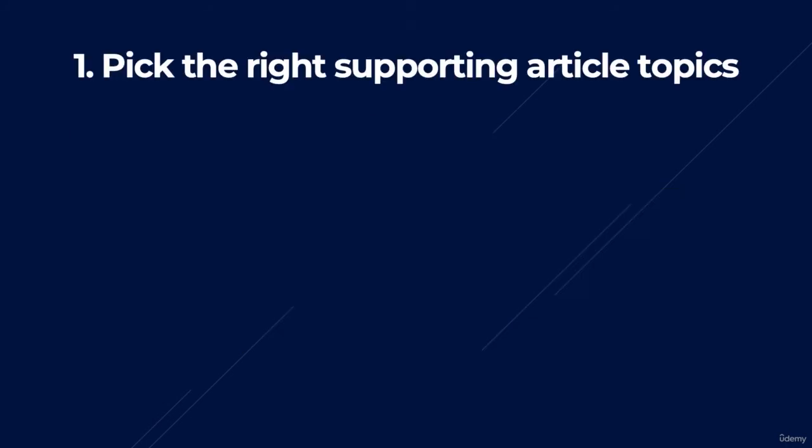The first is you need to pick the right supporting article topics. Of course, if you pick the wrong supporting article topic, all you're going to do is confuse Google about what your page is actually related to in terms of the broader topic. So how do you determine which is the correct supporting article topic?